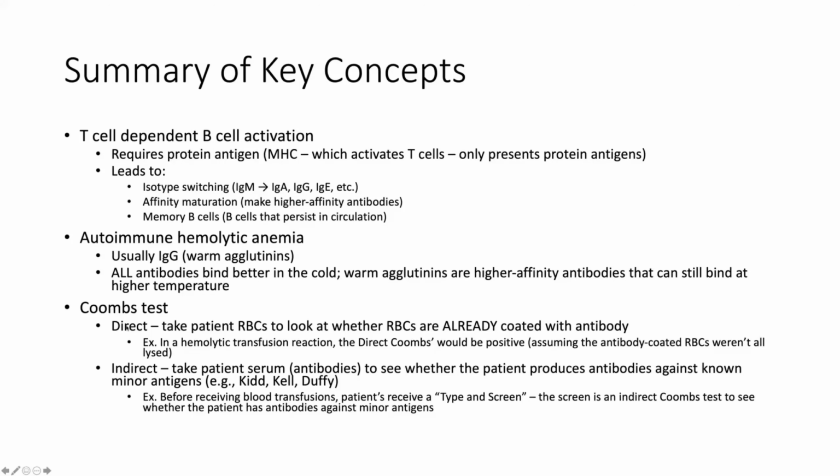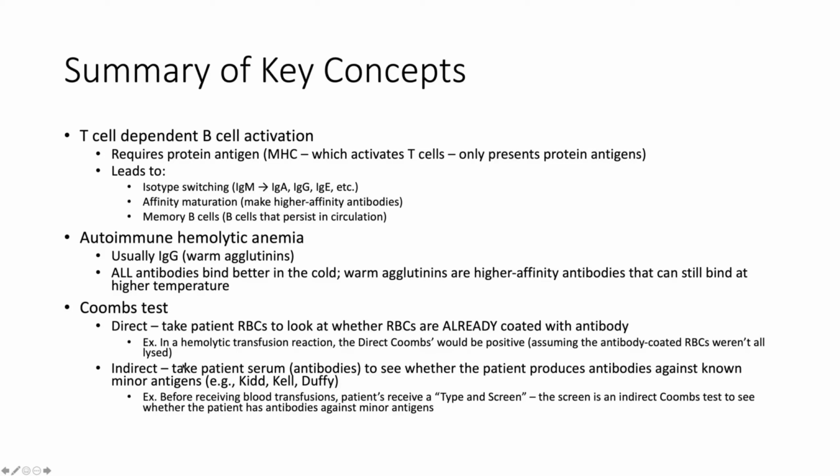We'll also talk about the Coombs test. The direct Coombs is where you take the patient's red blood cells and look to see whether they've already been coated with antibodies. An example of this would be a hemolytic transfusion reaction, where the direct Coombs would be positive. Technically, this isn't a hemolytic transfusion reaction, but it would be similar. In a hemolytic transfusion reaction, you give someone red blood cells and then they have some sort of reaction against those red blood cells. So that would be an HTR.